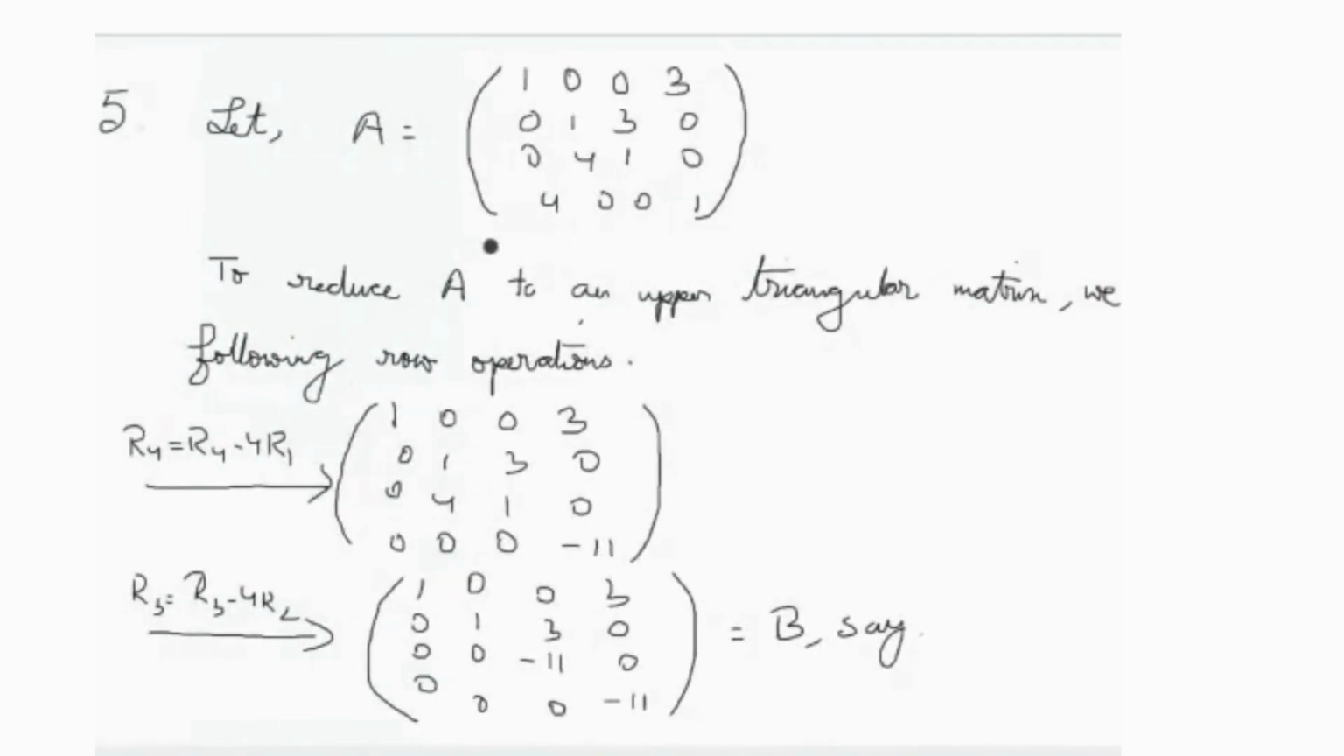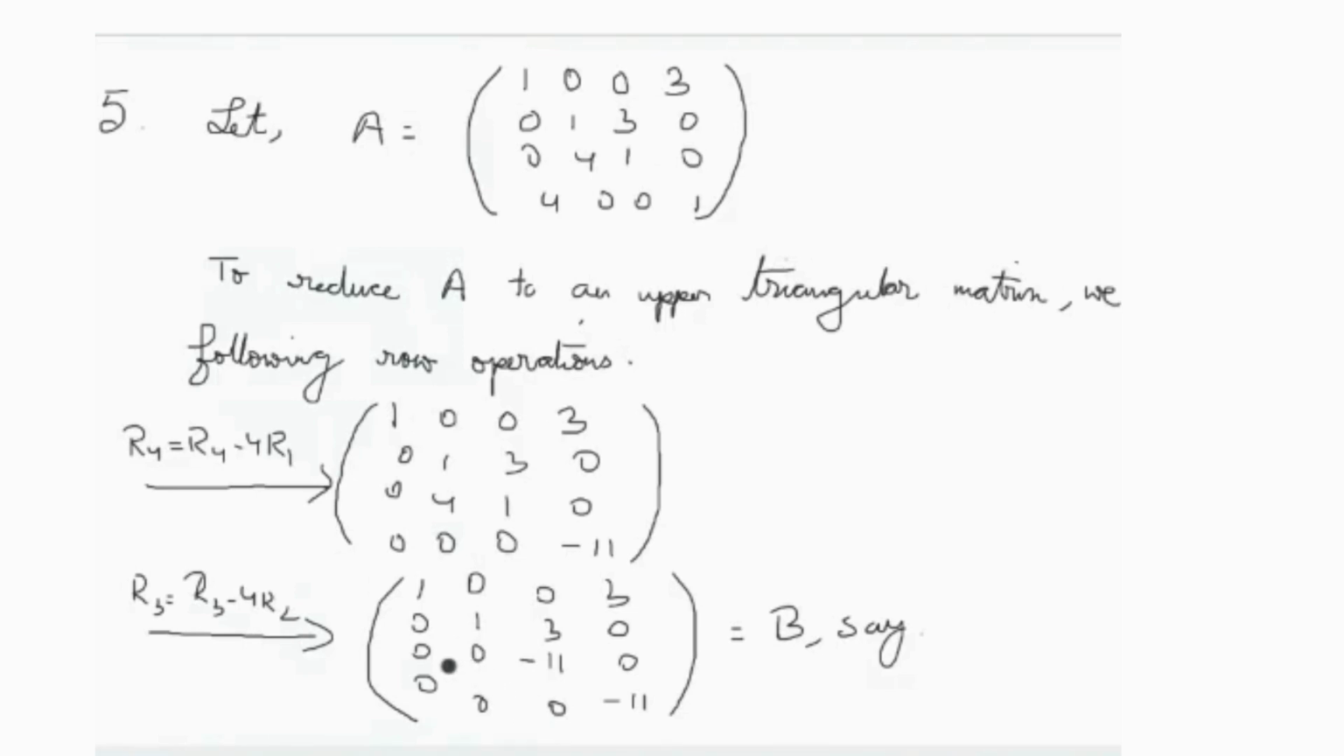Let me show the solution. I've denoted this matrix as A, and I've reduced it to an upper triangular matrix. The first row operation is R4 is R4 minus 4 R1. So the first three rows keep the same. And here this 4 is substituted by 4 minus 4, so that becomes 0. The second and third elements remain 0, and the fourth element is 1 minus 4 into 3, which is minus 11. Next we perform this operation: R3 is R3 minus 4 R2. The first, second, and fourth rows remain the same.